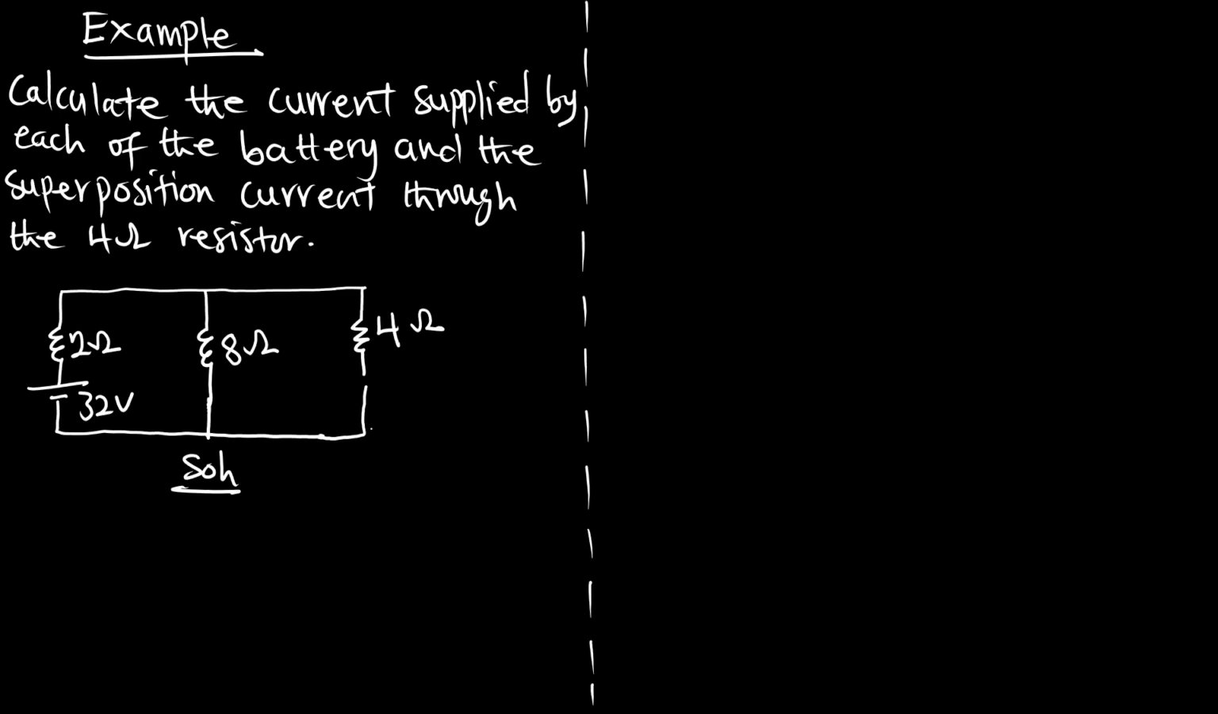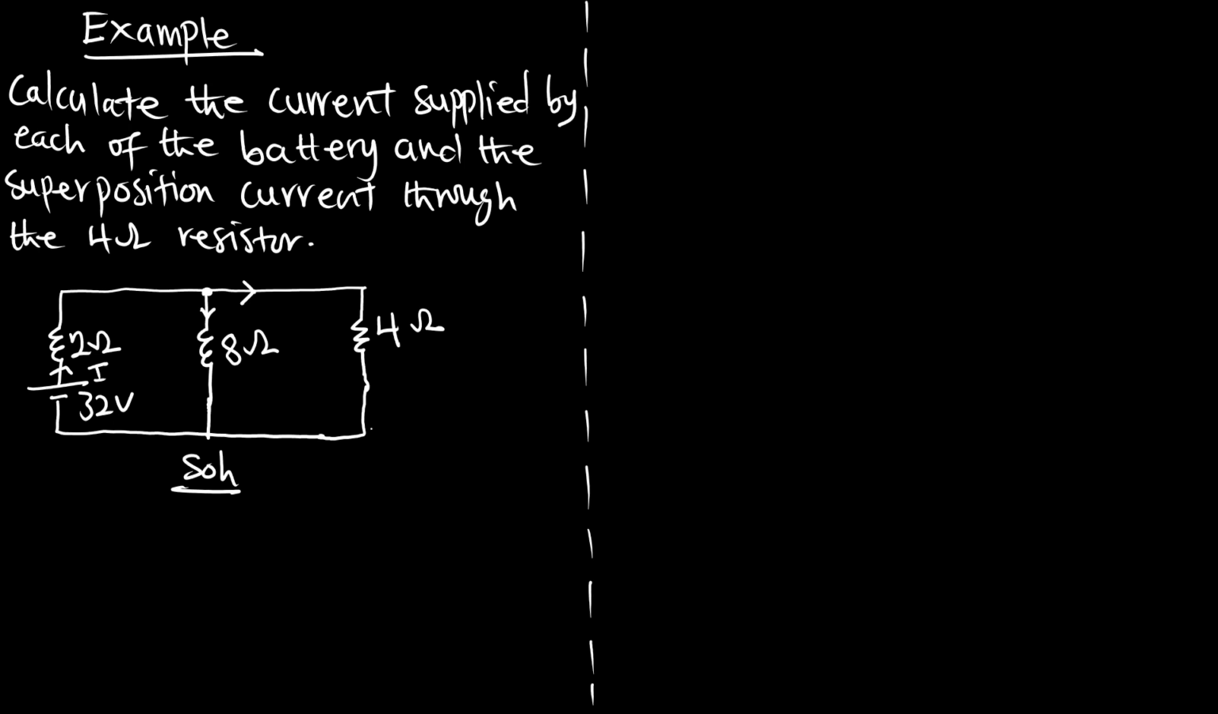We are going to short circuit it. So this is going to be what we have. Are we okay? So now this 32 volt is going to produce a current through the circuit. Are we good? And this current is going to divide itself here. So I'll call the total current as I, and it is going to divide itself among the resistors.